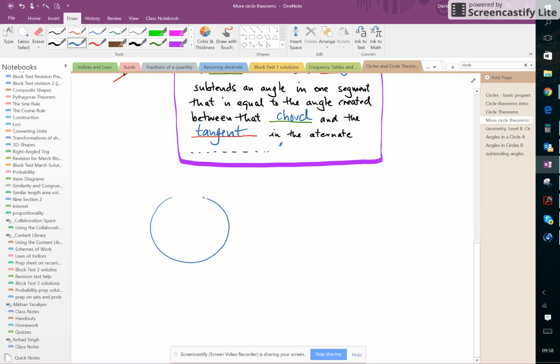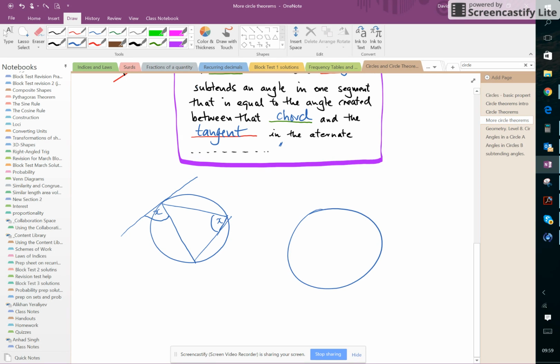So let's say we've got a circle and a chord meets a tangent. The chord subtends an angle. There we go. Oops, that should have joined them there. And that angle is equal to the angle created between that chord, the one that subtended the angle, and the tangent, in the alternate segment. In other words, not in this segment, but in this one. So it's this angle that's created.